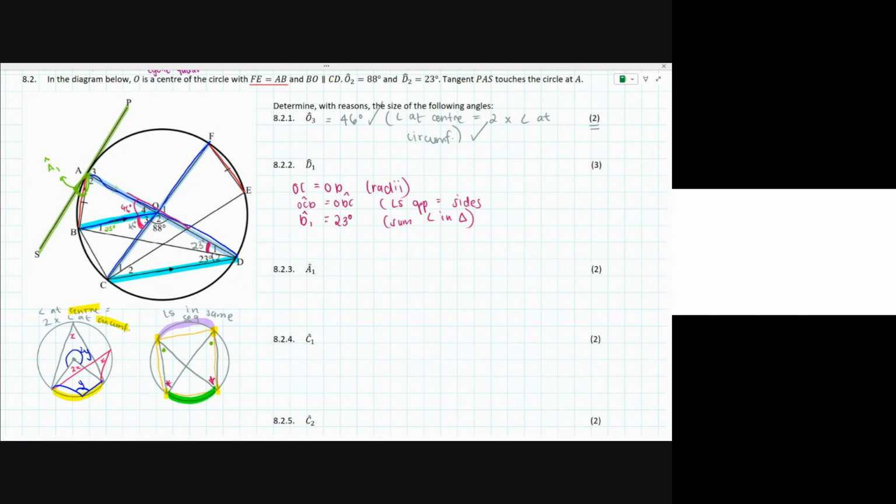Ma'am, shouldn't the tan chord, I don't know, right? Yes, you're on the right track, though. So, yes, it is 90 degrees. Exactly as Kani said, you're on the right track. We've got an angle created between our tangent, PAS, and the chord AB, and we know that that is equal to the angle in the opposite segment. And so according to tan chord theorem, A1 is also equal to 23 degrees.